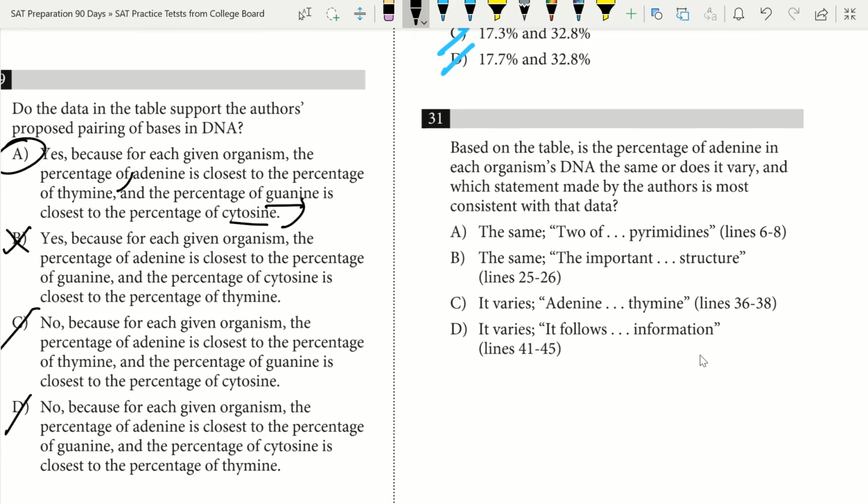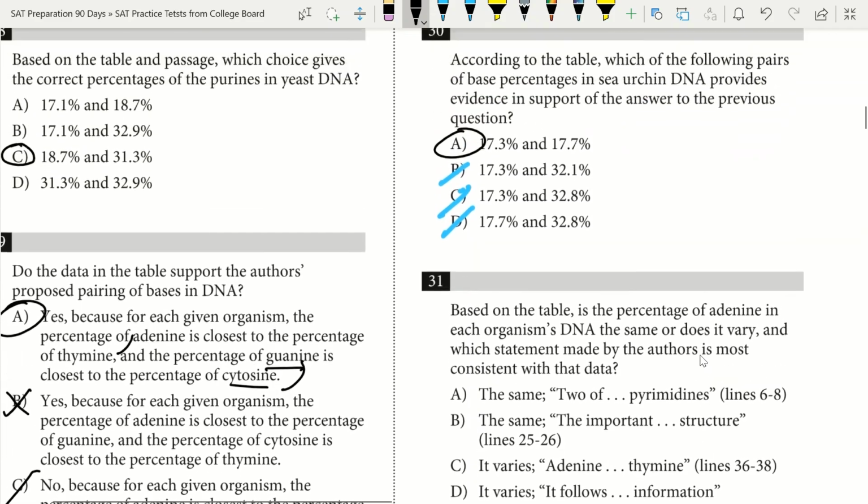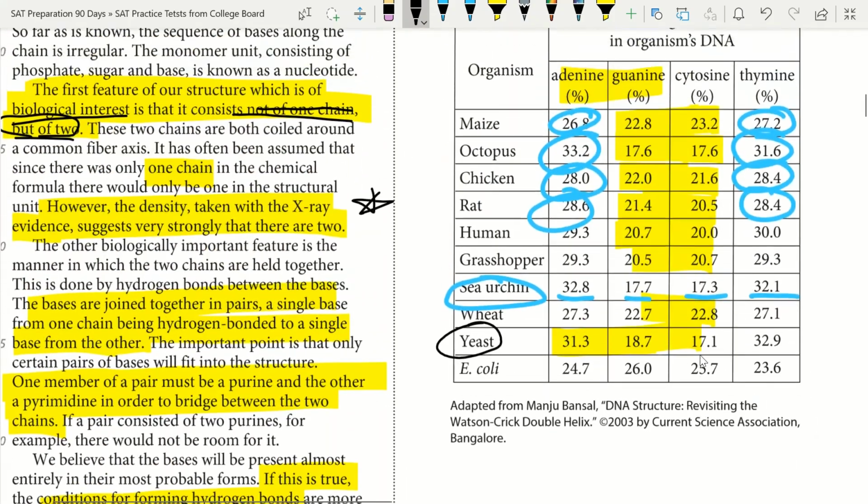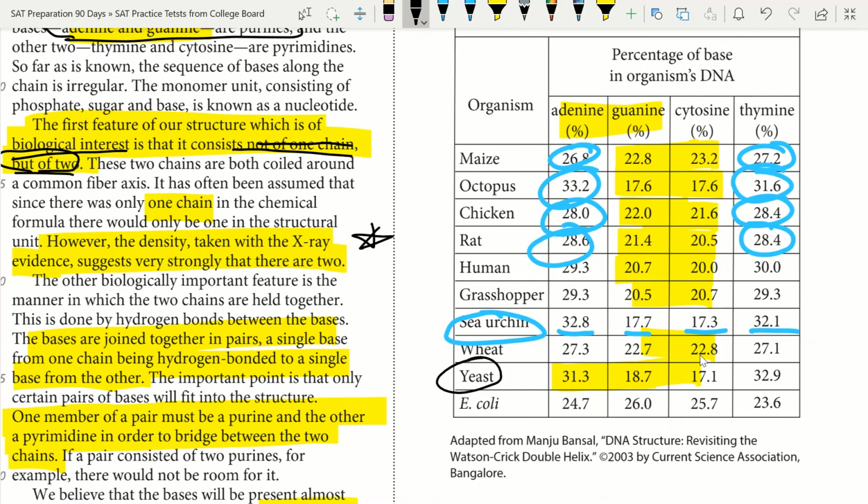Based on the table, is the percentage of adenine in each organism's DNA the same, or does it vary, and which statement made by the author is most consistent with that data? All right, well, let's go look at our table for adenine just to double check, even though we can kind of remember that it's different as we look through it. So we got adenine, we got a 26, a 33, 28, 29, 32, 27, 31, and then a 24%. So we see it does vary.